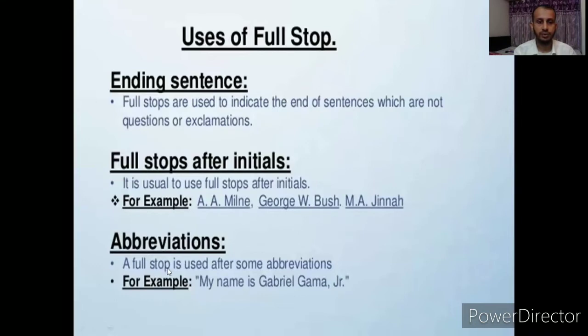And abbreviations: a full stop is used after some abbreviations. My name is Gabriel Gamma Jr. Full stop. Here Jr. means junior. Junior. Jr. means junior.